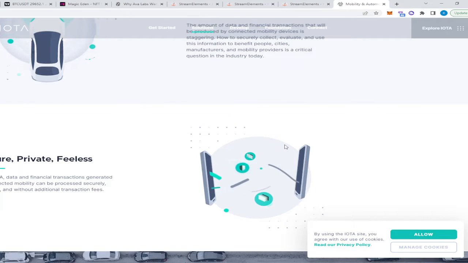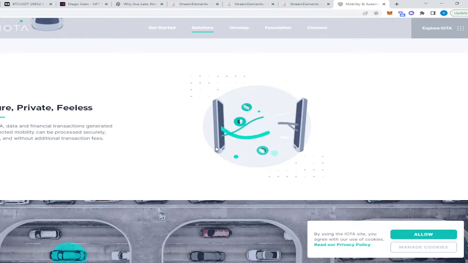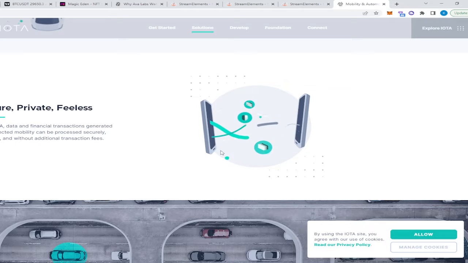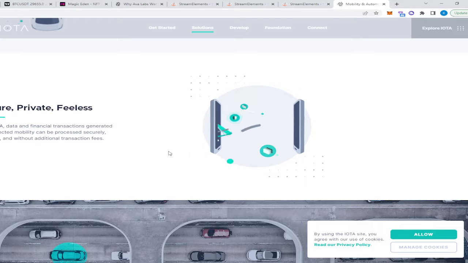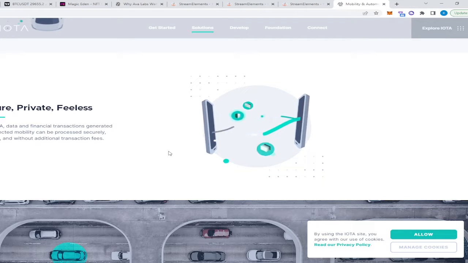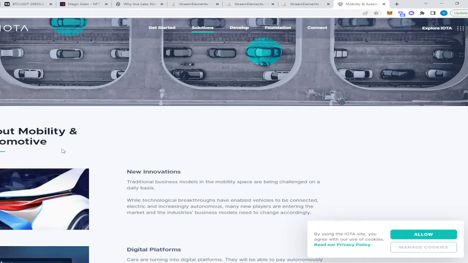What they have too, we'll get into that, is the wallets. They have actual wallets that can be, I guess, kept in custody in your car. So we'll get into that. With IOTA, data and financial transactions generated by connected mobility can be processed securely, privately, and without additional transaction fees. That's about mobility and automotive.